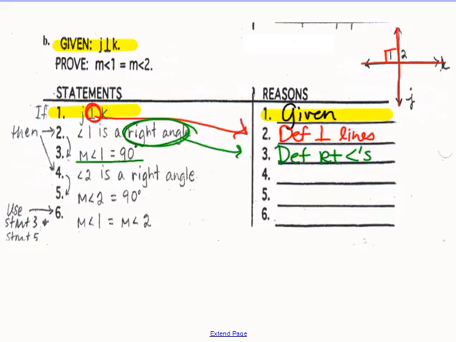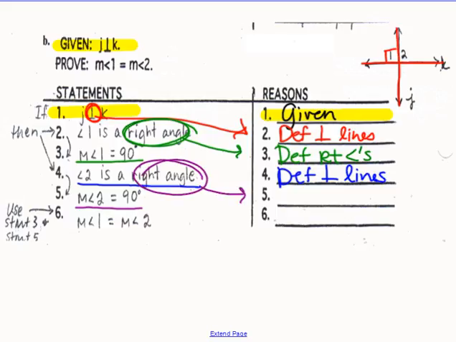Now we see angle 2 is a right angle. Well, that is the definition of perpendicular lines again. And the measure of angle 2 is 90 degrees. Well, that's from the right angle. Definition of a right angle.